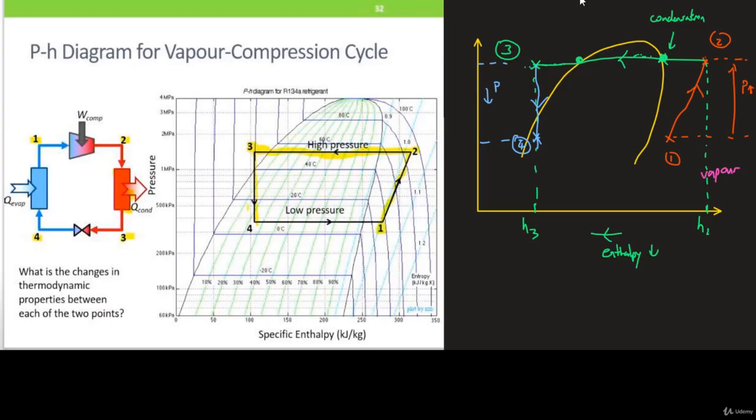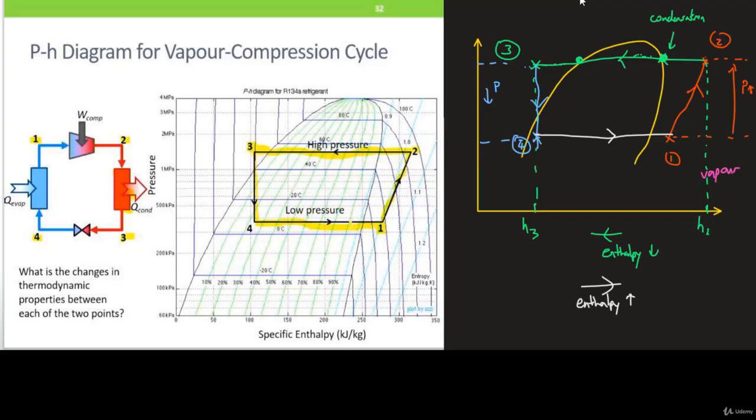And finally, from point 4 to point 1, your refrigerant gains heat. Your refrigerant is absorbing heat from the surrounding warm air. So what happens to the enthalpy? It will start to increase, so it will start to move towards the right hand side. The arrow will be pointing towards the right.